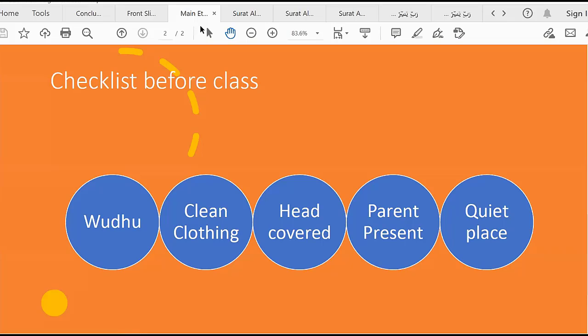Before we start our lesson, I would like to remind everyone about our class etiquettes. I hope that before joining the class, everyone performed wudu and that you are wearing clean clothes. Make sure that your head is covered with a scarf or a cap, and I hope that a parent is present with their child. Please make sure that you're sitting in a quiet place, especially if you want to get a turn on the mic. This is very important so that everyone can hear you clearly.